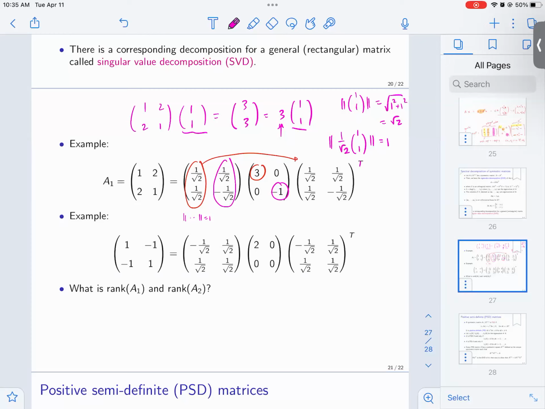Yes. So the rank is also the same as the number of eigenvalues? The number of non-zero eigenvalues. For a symmetric matrix, the rank of the matrix is the number of non-zero eigenvalues. You can easily see this from this representation, actually.